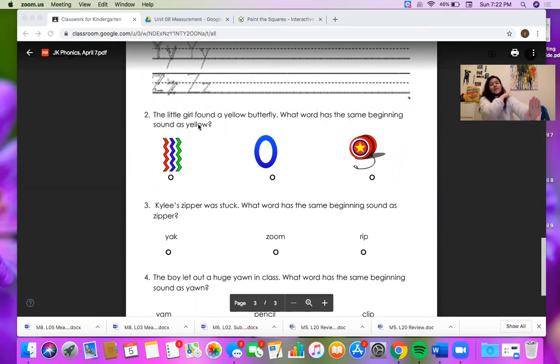Ready? What sound do you hear? That's right, you hear yellow. That's the sound Y. So which of these pictures has the same beginning sound as yellow? Is it a zigzag? Is it a 0? Or is it a yo-yo? If you picked yo-yo, you're right. The yo-yo has the same beginning sound as yellow.